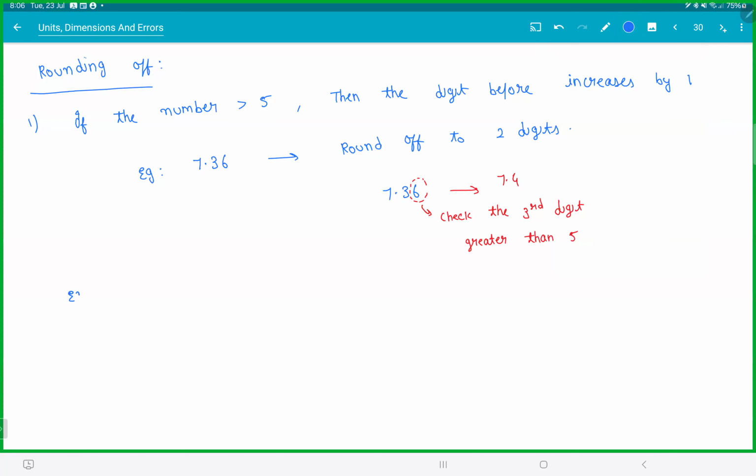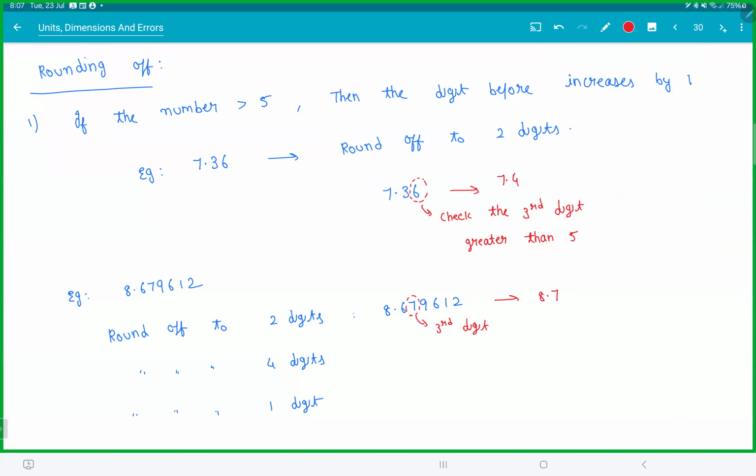Suppose I have one more example, say 8.679612. Now, if I ask you to round off to 2 digits, 4 digits, 1 digit, what do you think the answer is? I'll show you for 2 digits. See, you want 2 digits, no? 8.679612. If you want 2 digits, then look at the third digit. This is greater than 5. So this will be 8.7.